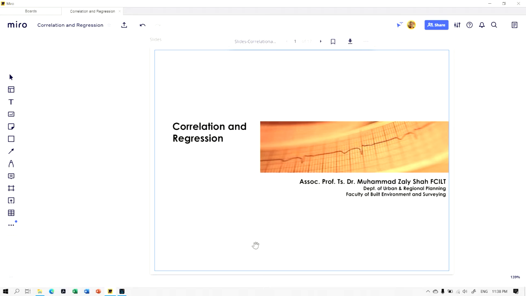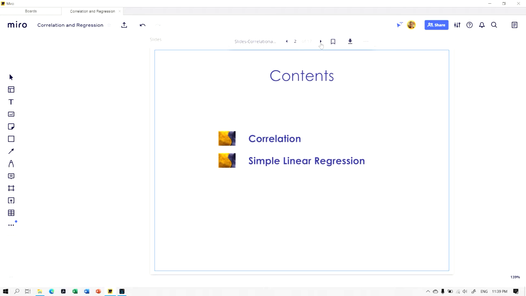Assalamualaikum and salam sejahtera. In this class, we're going to look at correlation and regression. Basically, we're going to look at how we measure the relationship between two quantitative variables and how we construct an equation that describes that relationship. To do that, we will look at two topics. First is correlation and second is simple linear regression.